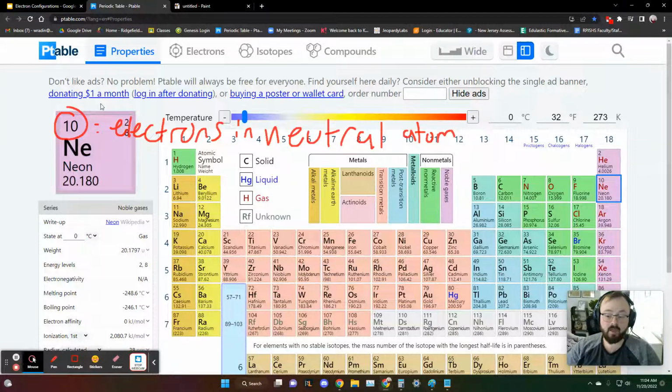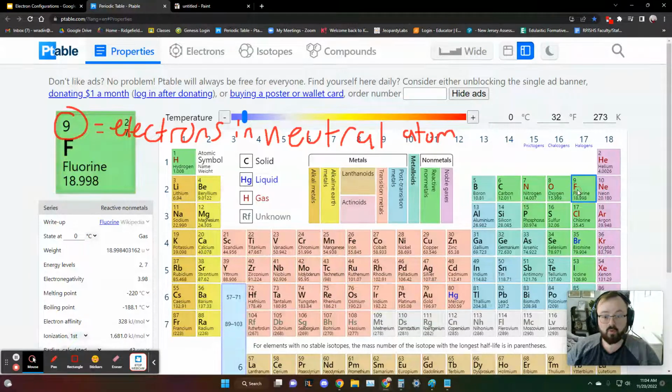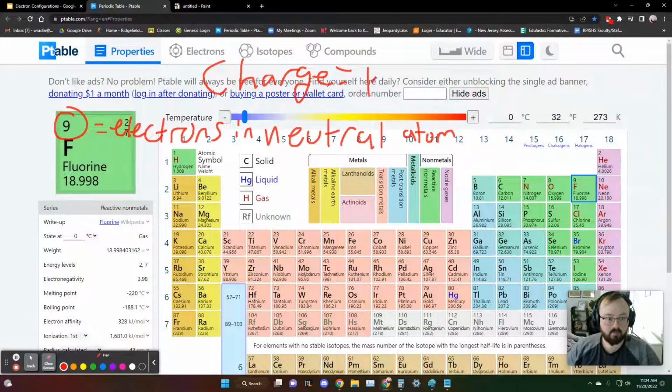I gave this to you in your lab, and I will probably give you some basic ions. Instead of lithium plus, I would probably give you something that's relatively smaller, or I might give you fluorine minus or something like that, where the charge, and here's our general formula, the charge equals, I'm just going to use the letters, protons minus electrons.